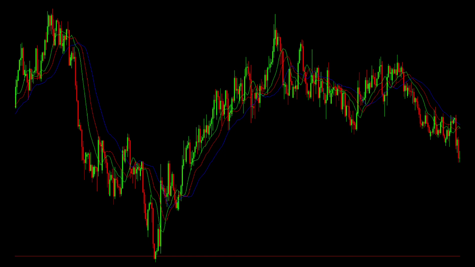The teeth is the 8-period smoothed moving average shifted 5 bars into the future, while the lips is the 5-period smoothed moving average shifted 3 bars into the future. The smoothed moving average is a kind of MA that runs on a much longer period to compute. When it's calculated, it generally does not refer to a set period but takes all available data into consideration.